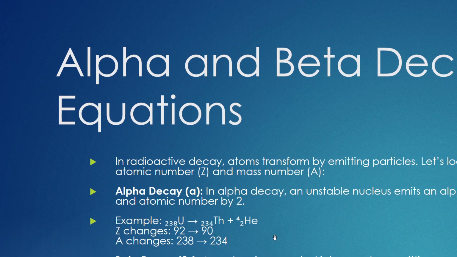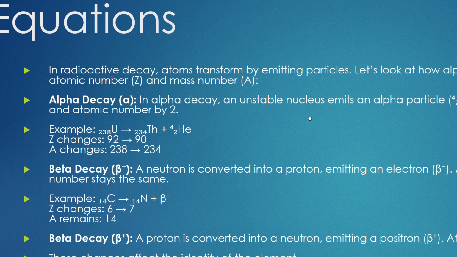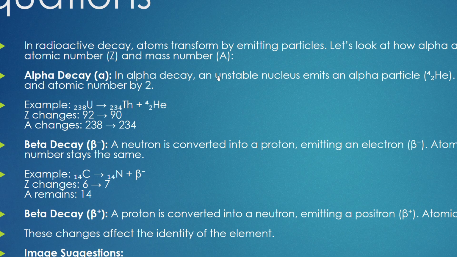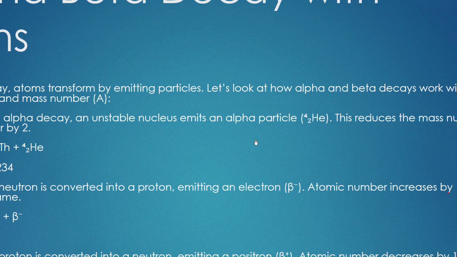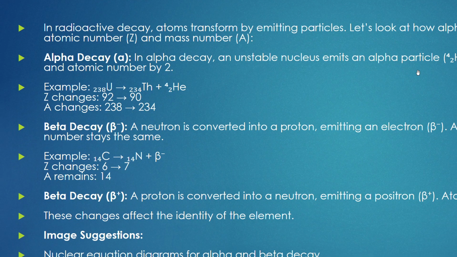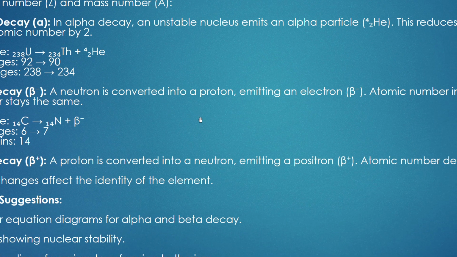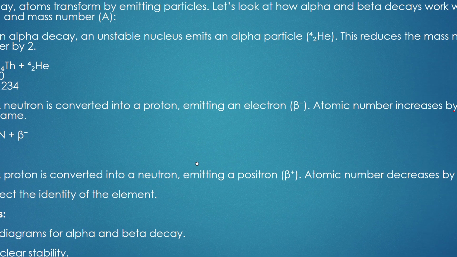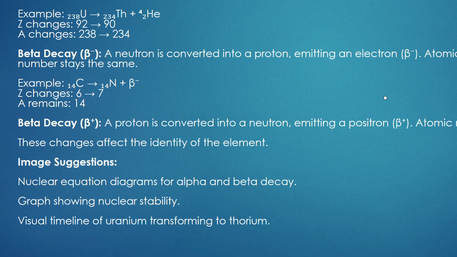Yeah, as you all have seen alpha and beta decay in the previous slide, and the picture of alpha particles and beta particles. Now let's get to the equations directly. And I think you all know what alpha decay is. In alpha decay, an emission of a helium atom takes place. So when a uranium atom goes through alpha decay, a thorium isotope of mass number 234 and a helium atom is produced. And in beta decay, a neutron is converted into a proton, emitting an electron. Atomic number increases by 1 and mass number stays the same.